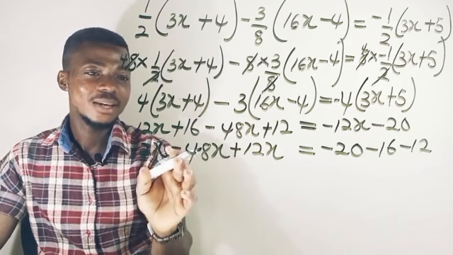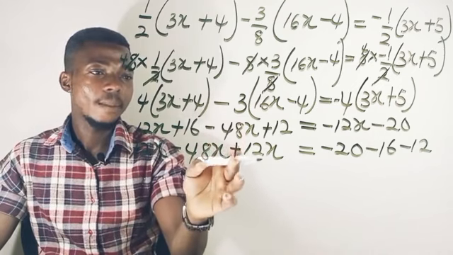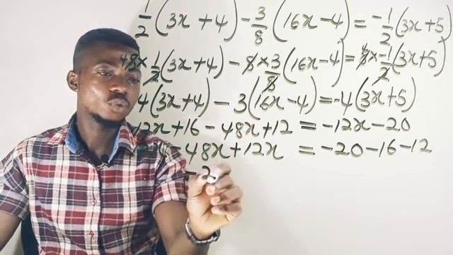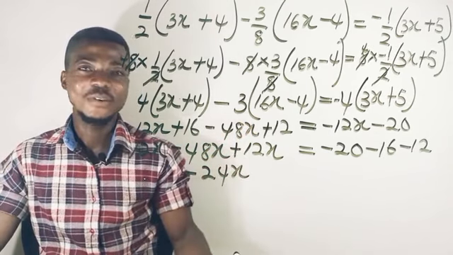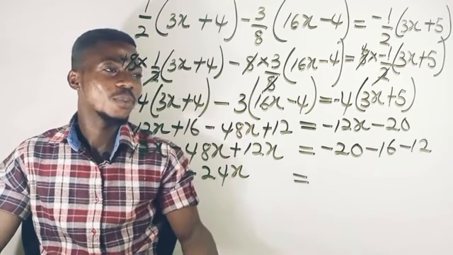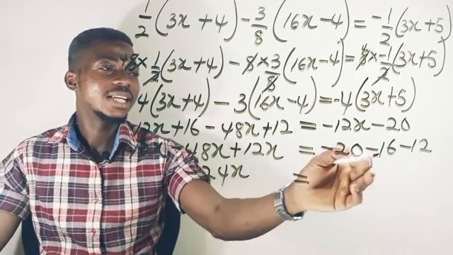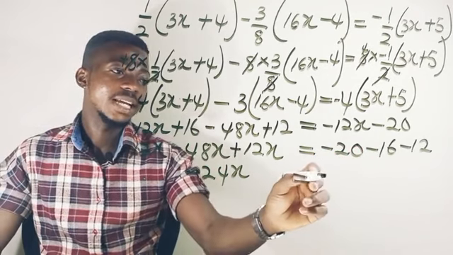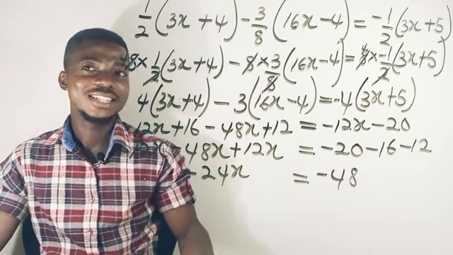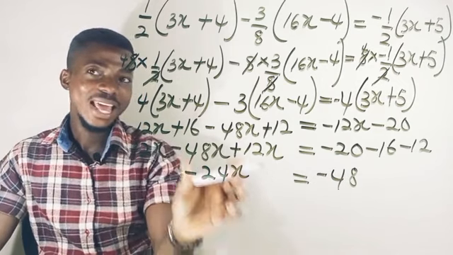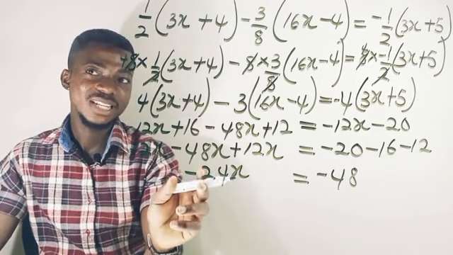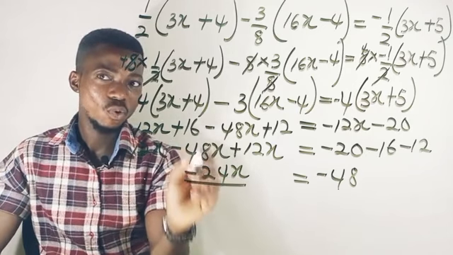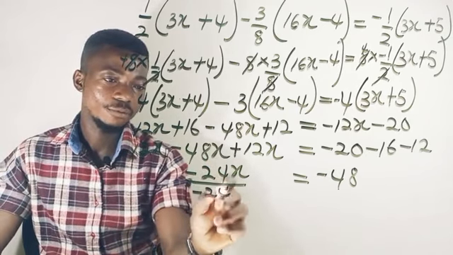You have 12x minus 48x plus 12x, okay? So I think I'm going to get negative 24x, all right? Equal to, now you have negative 20, negative 16, negative 12. That's going to give you negative 48, okay? Yes. Now, we want x. x has got a coefficient, which is negative 24. What do you do? You divide here by that coefficient, which is negative 24, okay?